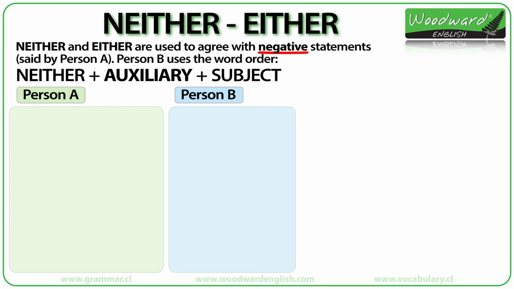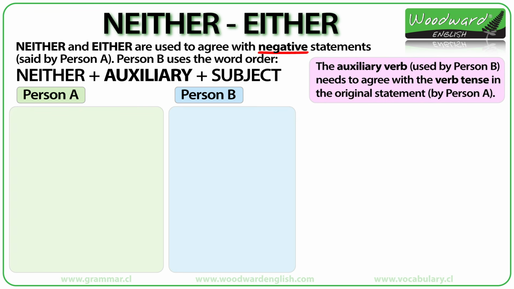Person B uses the word order neither plus auxiliary plus subject. The auxiliary verb used by person B needs to agree with the verb tense in the original statement by person A. Look at these examples. Person A says, I am not hungry. Person B needs to use the same tense, so would respond with, neither am I.